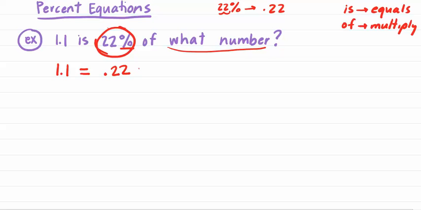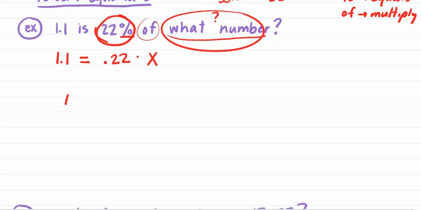Of means multiply, so I'm going to put a little dot for multiplication. What number? You can put a question mark, or let's go ahead and put an X. So did you catch everything that happened? Any numbers just come down. Is means equals. 22%, a percent has to be changed to the decimal form, so you move the decimal to the left 2. Of means multiply. What number? Question mark. Any question marks become a variable. So really I have the equation 1.1 equals 0.22x.